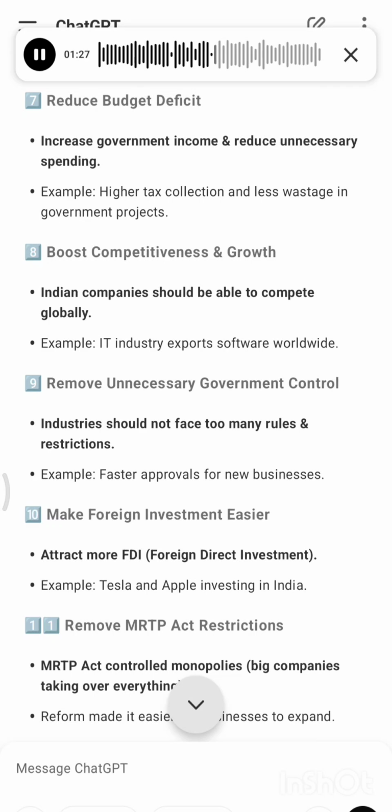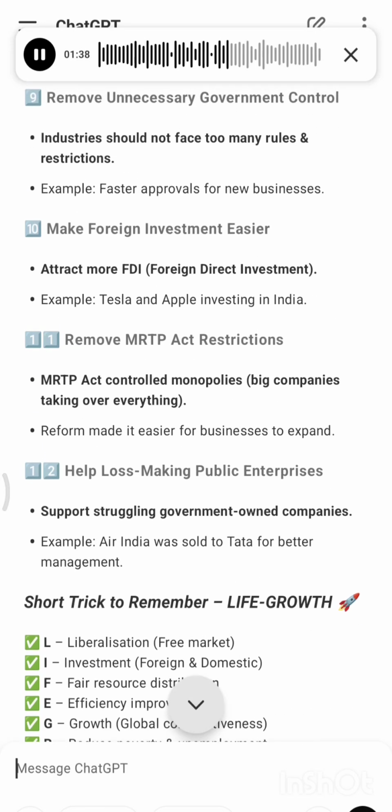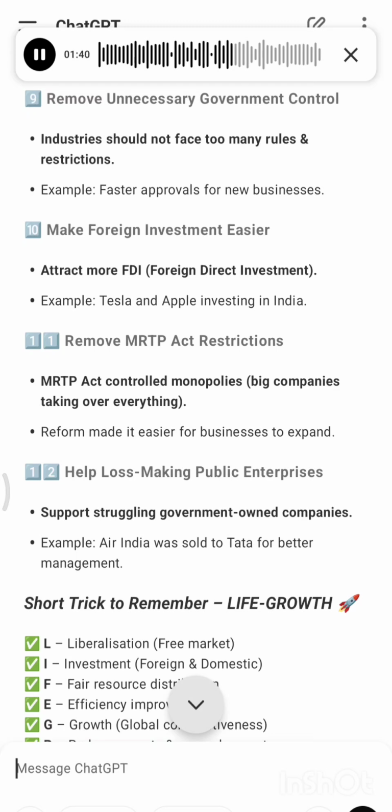8. Boost competitiveness and growth. Indian companies should be able to compete globally. Example, IT industry exports software worldwide. 9. Remove unnecessary government control. Industries should not face too many rules and restrictions. Example, faster approvals for new businesses.